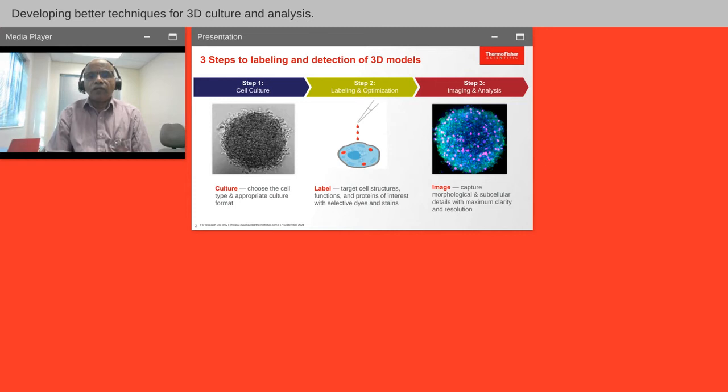Step one, Edwin already talked about, and step two is about labeling and optimization, which I'm going to give you a few examples of in today's seminar. Step three is imaging analysis, and I'm going to talk to you about two different platforms: a wide field microscope to just check the spheroids and the staining, and then higher end microscopes after that, like confocal microscopes or CX7 high content imaging platforms.